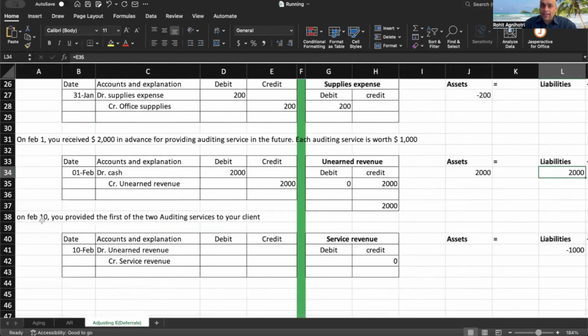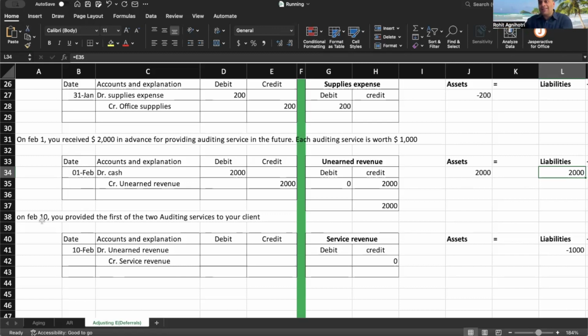On February 10th, you provided the first of the two auditing services. So on the 10th of February, you provided the first part of the auditing services. So there are two financial statements they want to get audited. On the 10th of February, you audited the first statement. Now what happened? You have provided that service. So the benefit has been transferred.